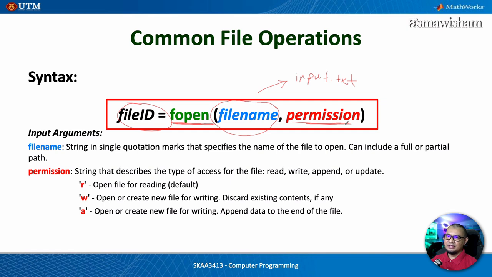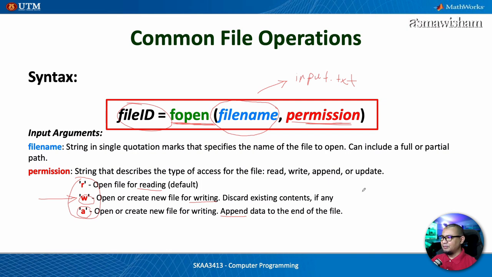You must have permission. Normally you are using these three. R means it is for reading. W means it is for writing. A means it is for append. For example, if you give the command W, it will write something inside the file, especially for output. If you keep using W and you have new data, it will be rewritten.